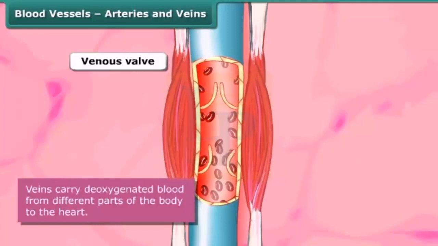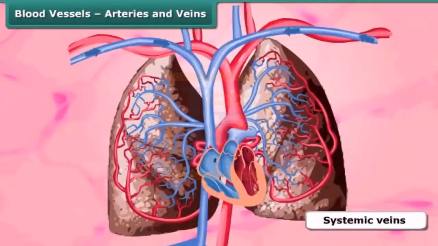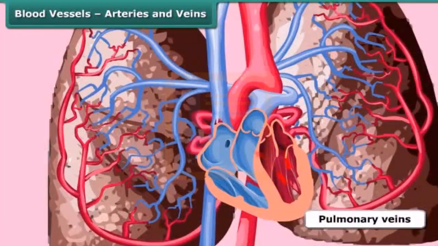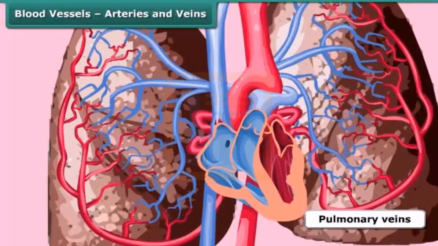Veins are of two types: systemic veins, which carry deoxygenated blood from the different body parts to the heart, and pulmonary veins, which carry oxygenated blood from the lungs to the heart.